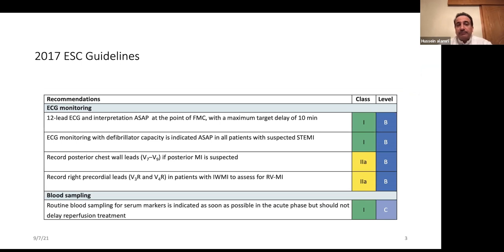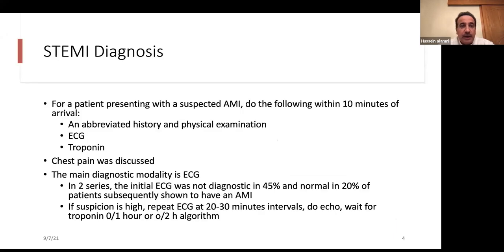If you look at the recent guidelines, we find that a 12-lead ECG should be done within 10 minutes, class one. Monitoring should be done in all patients, again class one. Posterior leads and RV leads are also important, and they are class 2A. Blood sampling is important, but it's not necessary for the decision of treatment. It's only for diagnosis, because if it's negative, then this is not ST elevation MI.